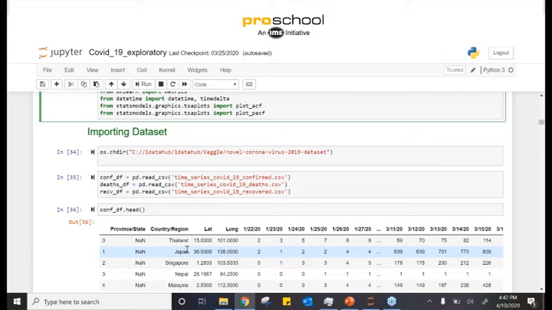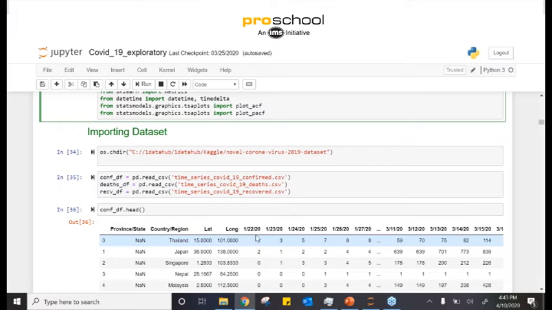So, a few things before jumping into that. I've got three data sets. The first data set is about the confirmed cases, the second data frame is about the deaths, and the third data set is about the recoveries. How does it look? Obviously you want to understand. It looks like this.